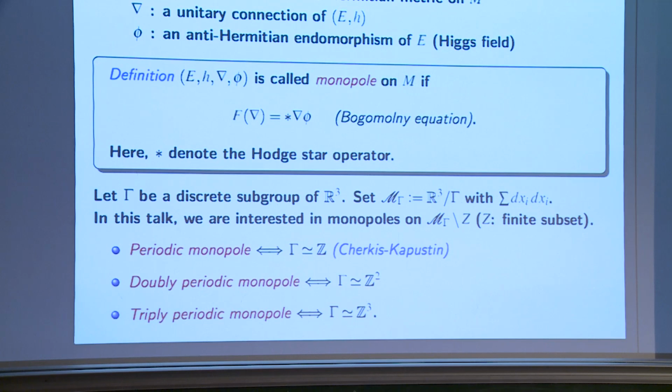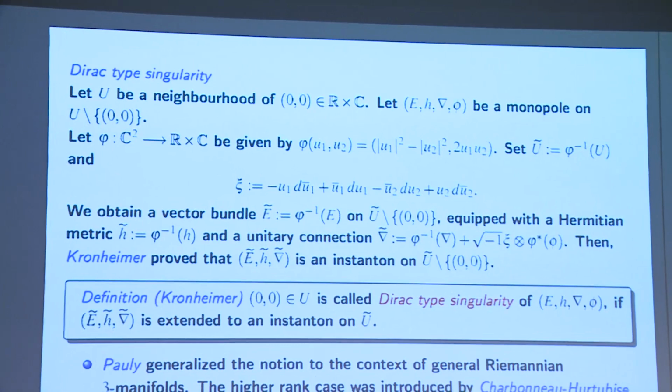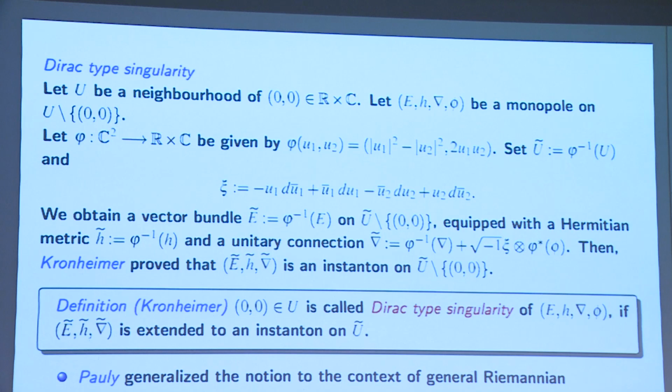As far as I know, a systematic study of monopoles with periodicity was started by Professor Cherkis and Professor Kapustin. Since then, particularly Professor Cherkis and his collaborators have been studying monopoles with periodicity very intensively. We consider monopoles on non-compact spaces, so we have to impose reasonable asymptotic conditions on the behavior of the monopoles around the singularity and infinity. We would like to assume each singularity is a Dirac type singularity. So let me remind you of the definition of Dirac type singularity of monopoles.